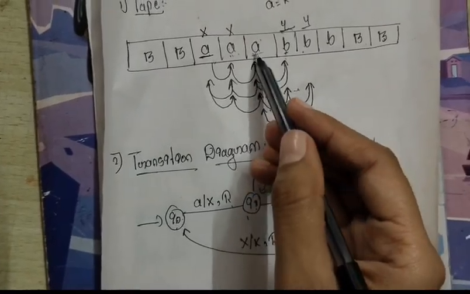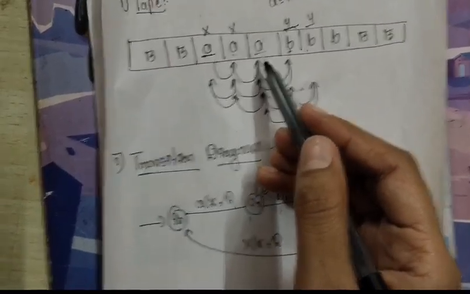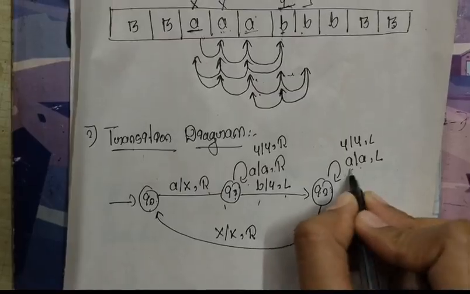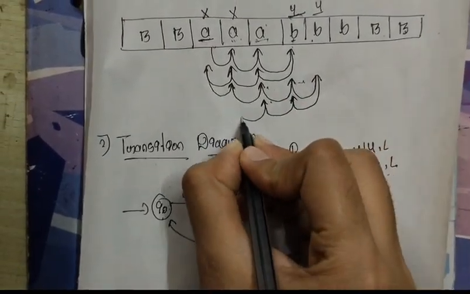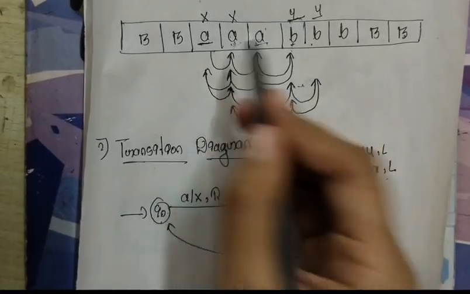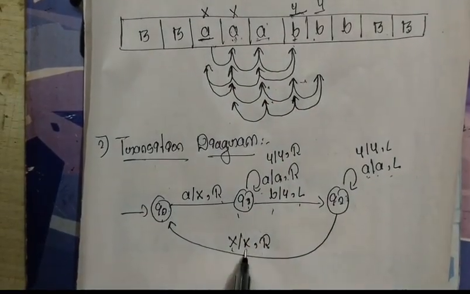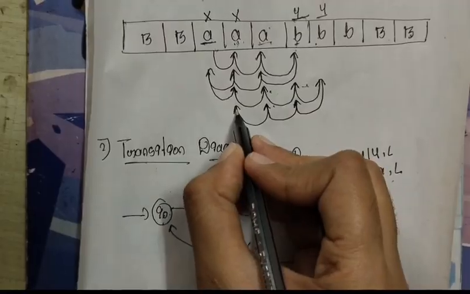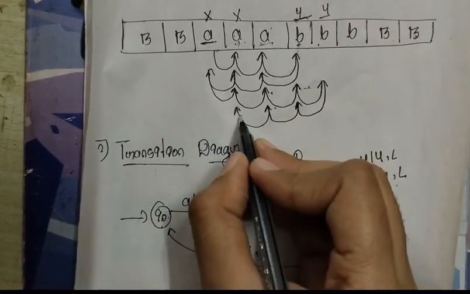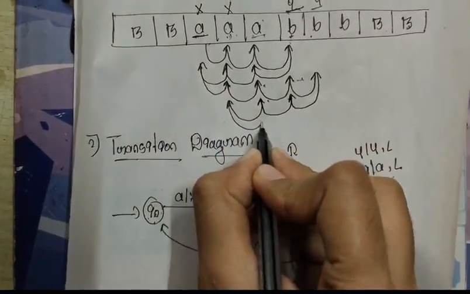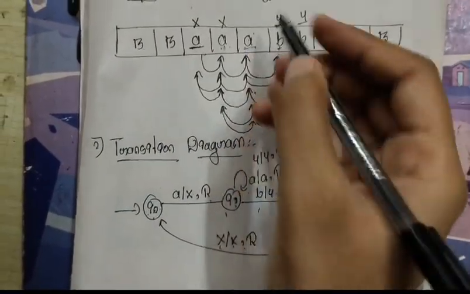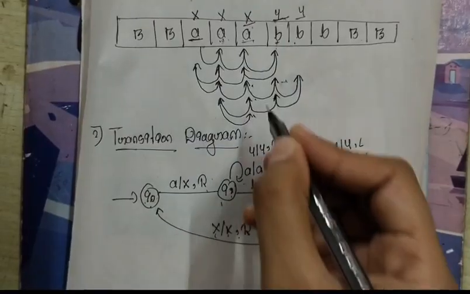Present we are there on a, replaced with a, move towards left. Okay, finally we are reaching q0 state, that is x replaced with x and move towards right. After this one, present we are there on q0 state, replace with x and move towards right.